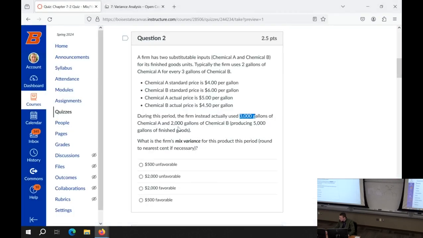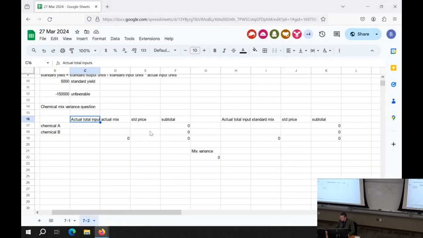3,000 A and 2,000 B. So a total of 5,000 gallons of inputs, which happens to produce 5,000 gallons of finished goods, but that's irrelevant to us. We just want to know chemical A and chemical B, the total inputs. It's 5,000. Okay, that's held constant. Great.